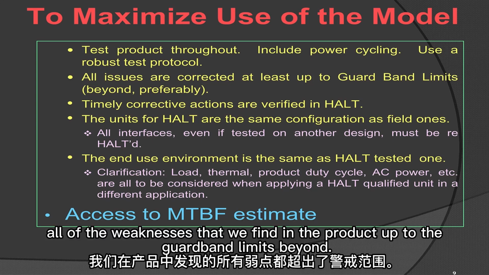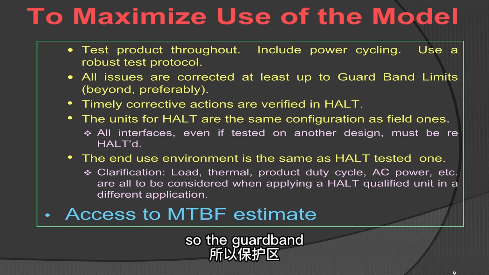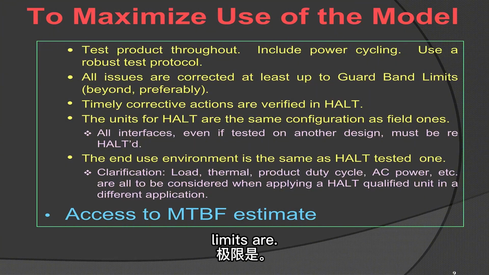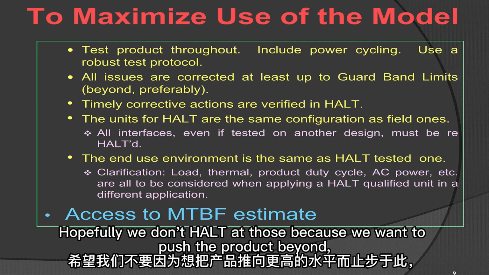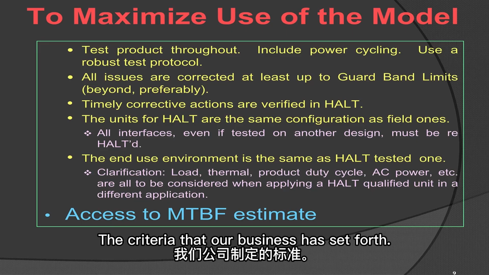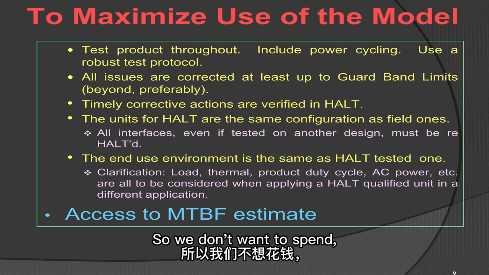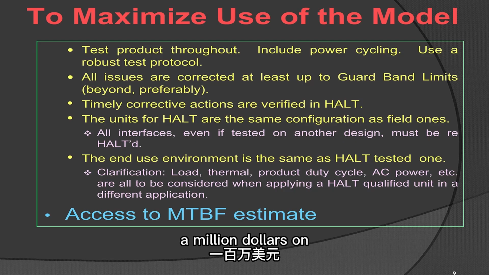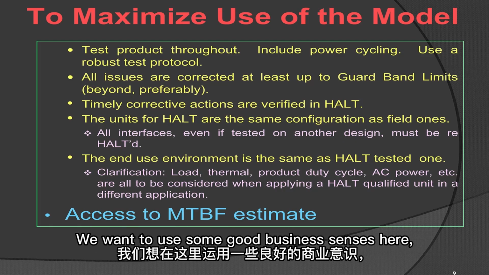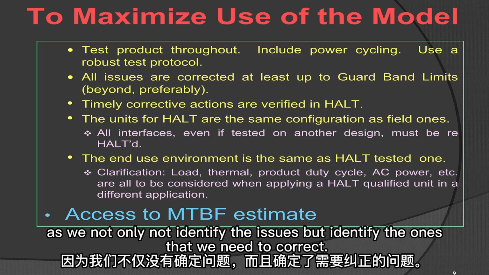We need to correct all of the weaknesses that we find in the product up to the guard band limits, beyond preferably. So the guard band limits that we're going to talk about here, and there's a table later on that shows what these limits are. Hopefully we don't stop at those, because we want to push the product beyond but within the criteria that our business has set forth. So we don't want to spend $1 million on a product that costs $50 to fix a problem that gives us 10 degrees of limit. We want to use some good business sense here as we not only identify the issues, but identify the ones that we need to correct.